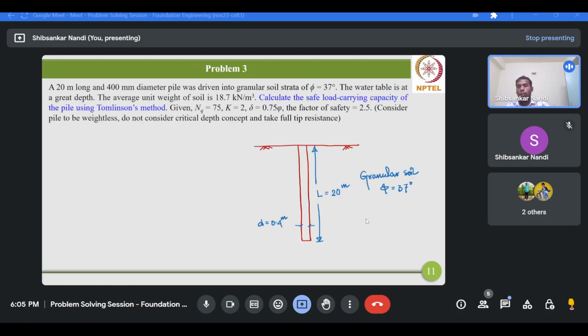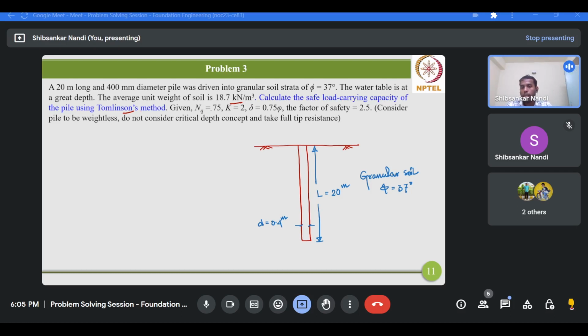Now coming to problem 3. This is about the determination of the safe load carrying capacity of a pile using Tomlinson's method. We'll first read out the problem statement. A 20 meter long and 400 mm diameter pile was driven into a granular soil strata of friction angle 37 degrees. The water table is at a great depth. The average unit weight of soil is 18.7 kilonewton per meter cube. Calculate the safe load carrying capacity of the pile using Tomlinson's method.